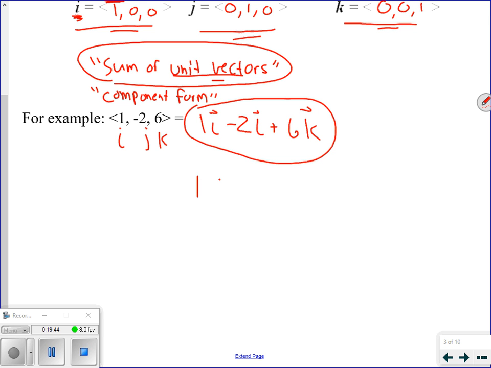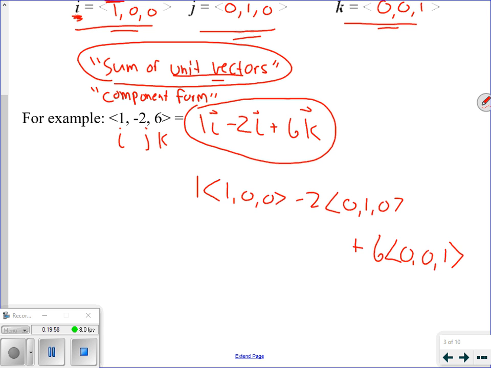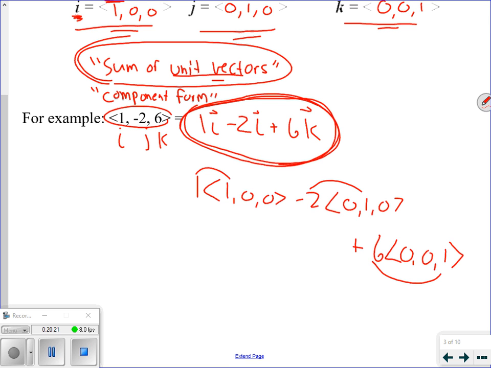It's the same thing as saying 1, 0, 0, minus 2 times 0, 1, 0, plus 6 times 0, 0, 1. And if you were to distribute these values through and combine like terms, you would be left with component form. Now, sometimes they like to write it this way for operations' sake, and there's a last example where we can do something like that. But for now, all I want you to be able to do is write it as a sum of unit vectors.